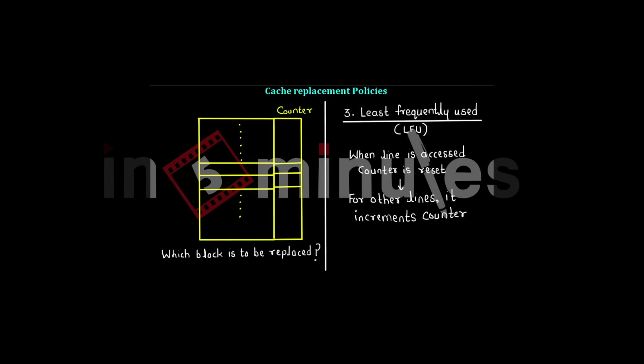Whenever a line is accessed, its counter is reset, and for other lines, it is going to increment. For example, if cache line number 2 is accessed, then its counter is set to 0, and the other lines are going to be incremented by 1. So every time a line is accessed, its counter goes to 0 and starts again. The line with the highest counter value is going to be the least frequently used line. So at the time of replacement, this line, with the highest counter value, is going to be replaced. This is how the least frequently used algorithm works.